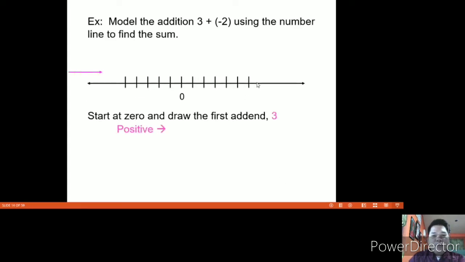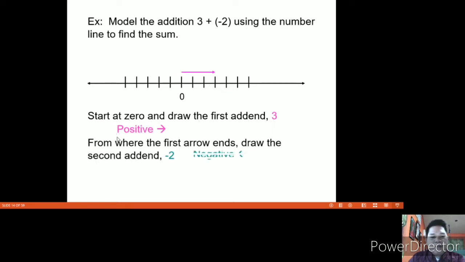For 3 plus negative 2, using the number line to find the sum, we have 1, 2, 3. So start at 0 and do the first addend, 3 positive. From where the first arrow ends, draw the second, and since negative 2, 1, 2, 3, at the end you go back 2 to the left. So therefore, where the second arrow ends is the sum, that is positive 1.